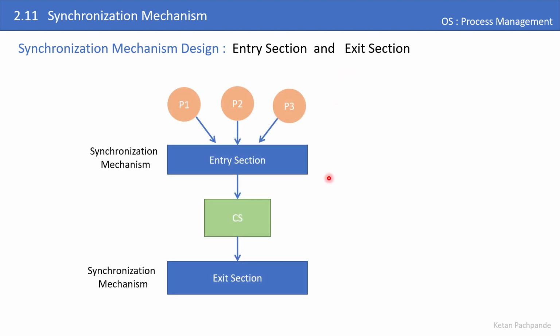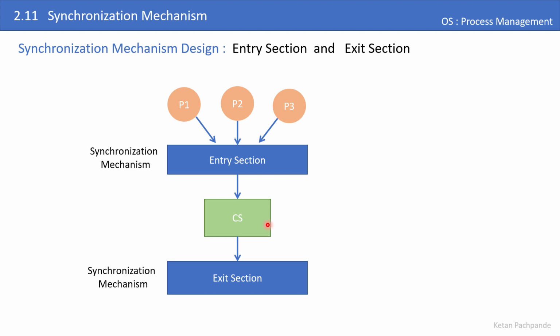Let us discuss now what are the designing aspects of the synchronization mechanisms. As a programmer, you need to design two things in the synchronization mechanism. First one is called the entry section and the other one is called the exit section. Let me take this diagram. Assume that I have written some critical section code, just showing in a block diagram, and there are 3 processes that want to enter their critical section.